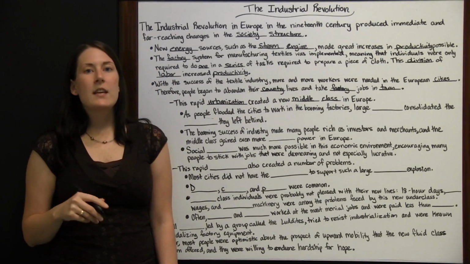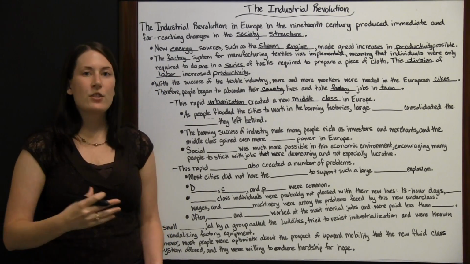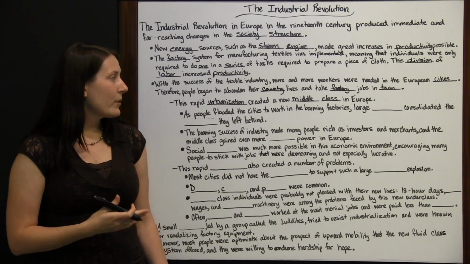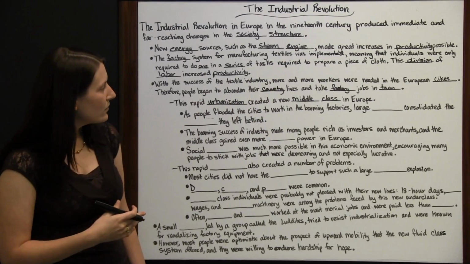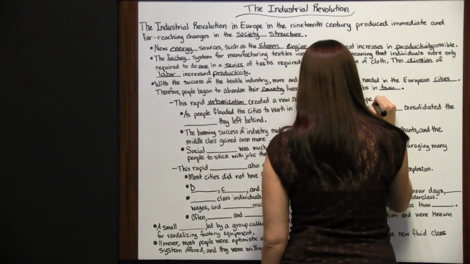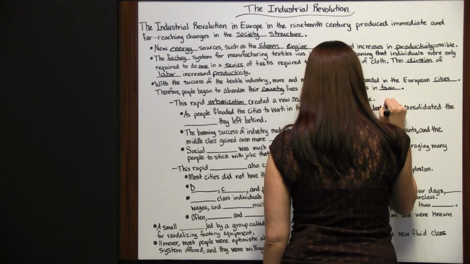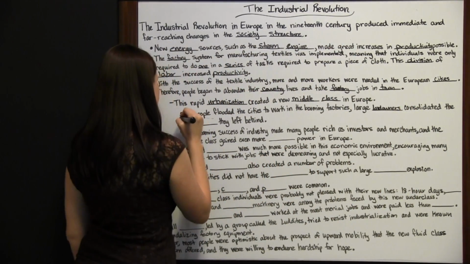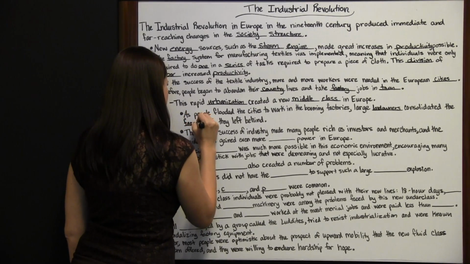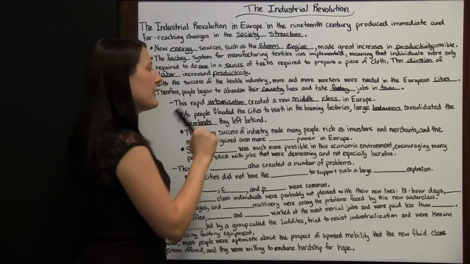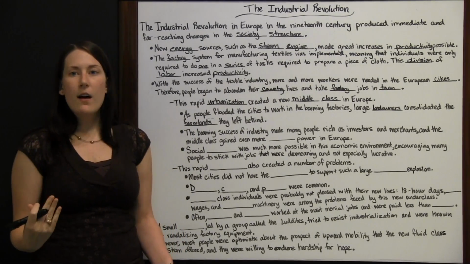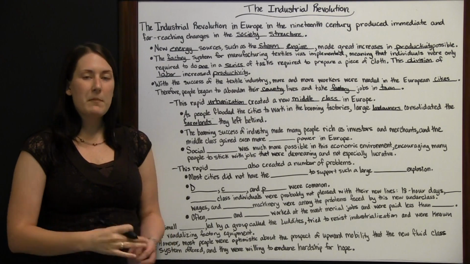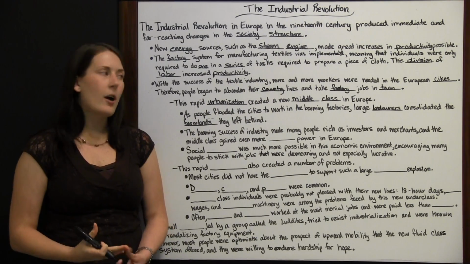So let's look at some of the pros to the urbanization and how that middle class developed. As people flooded the cities to work in booming factories, large landowners consolidated the farmlands they left behind. So people would flood to the cities to work, and they would sell off their farms so that they could make that move and have somewhere to live and a little bit of money to live on while they got set up in their new job.